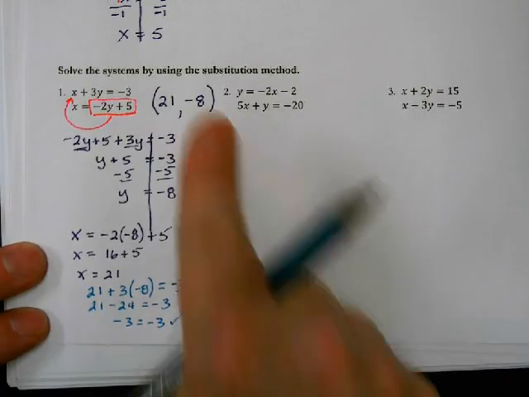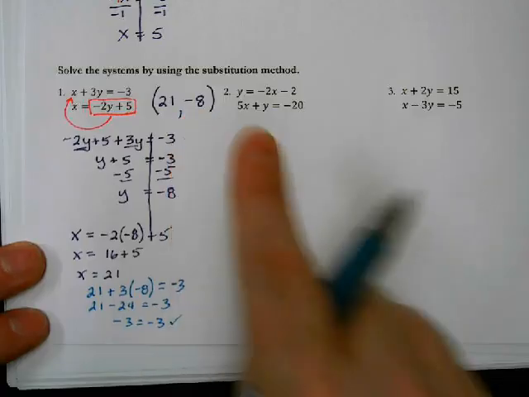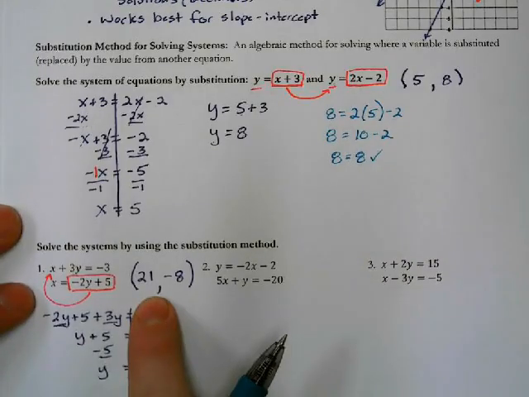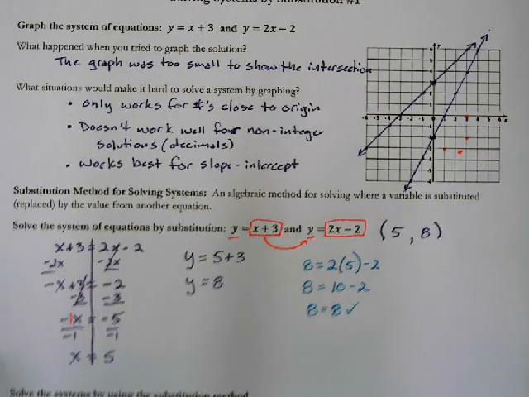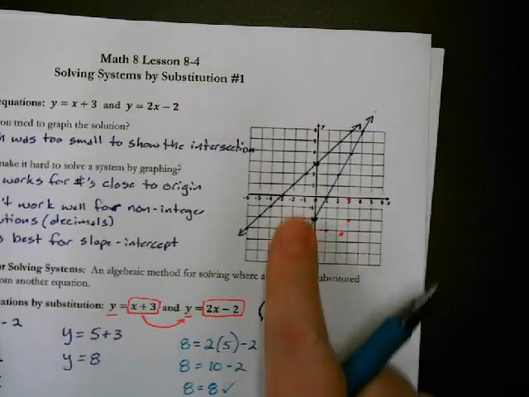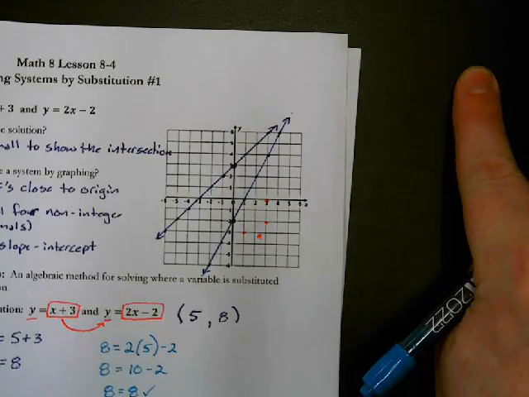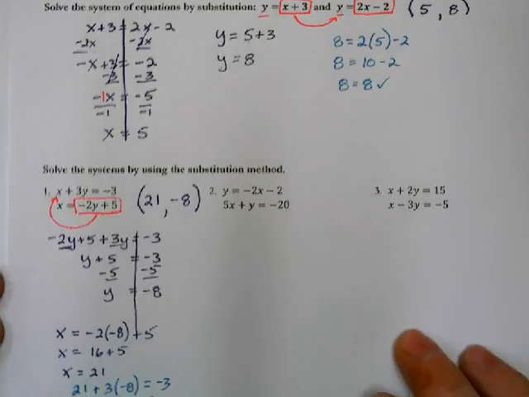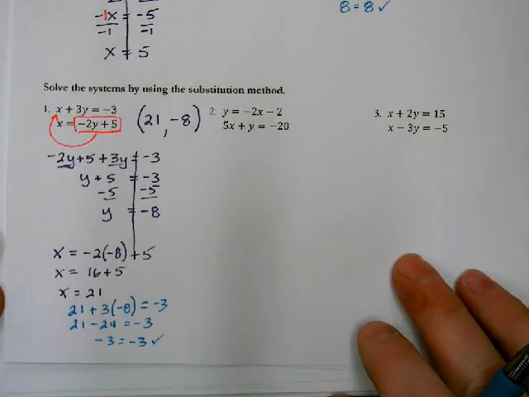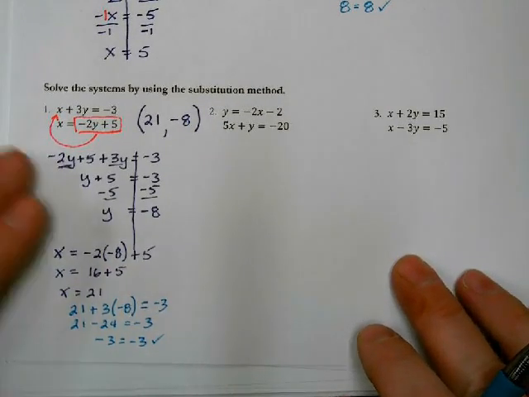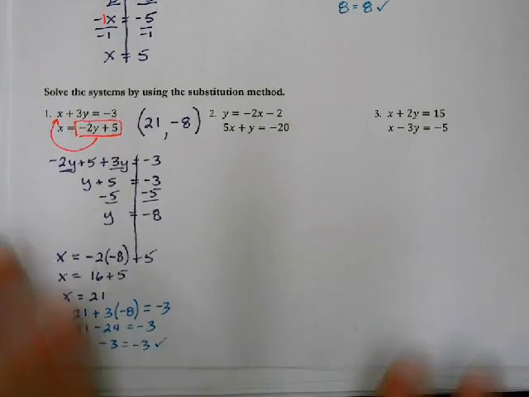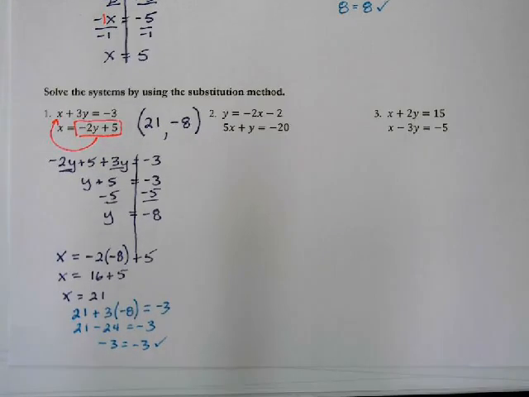Now imagine trying to solve this equation by graphing. (21, negative 8) would be way over here and way down here somewhere. You'd have to have a huge graph in order to do that one. So this algebraic method is way better because you don't need huge graphs to find every single answer. All right, so we're going to keep on doing the same process. Substitute in, solve a variable. Substitute again, solve the other variable. Then check your answer.